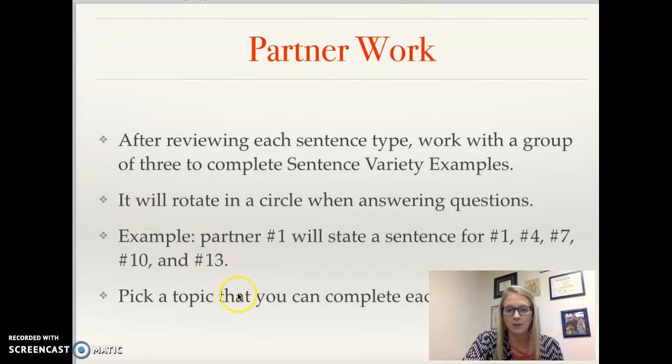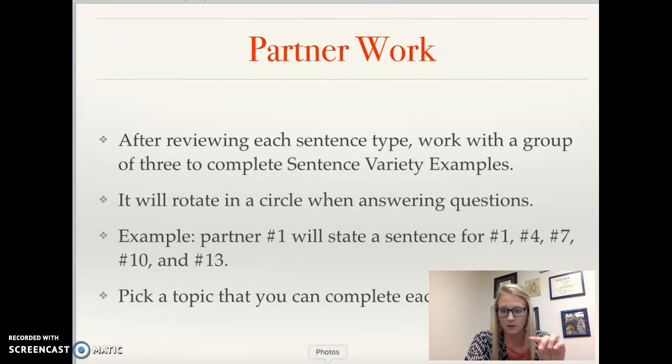Here is what you want to do. When you're working on your sentence types, you're going to rotate in a circle. In your group of three, partner number one will come up with the sentence for number 1, number 4, number 7, number 10, and number 13. And then partner number two will come up with sentence number 2, 5, 8, 11, 14, and then partner number three does the remaining.